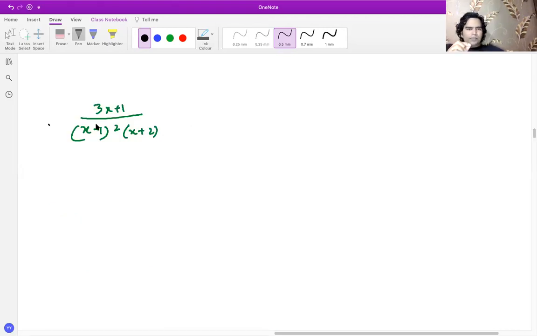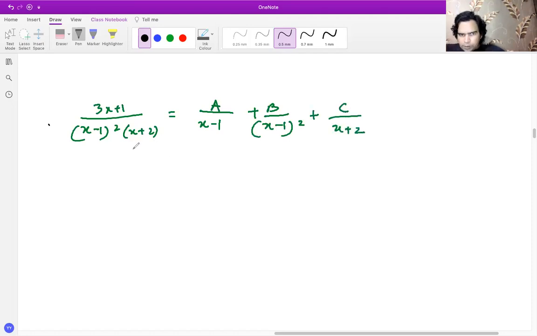So in this kind of question, when you have a repeated factor in the denominator, what we do is we start by taking the first as a linear factor: a over x minus 1, plus b over x minus 1 the whole squared, plus c over x plus 2. And after this, we take all these factors to the right and multiply with each term.